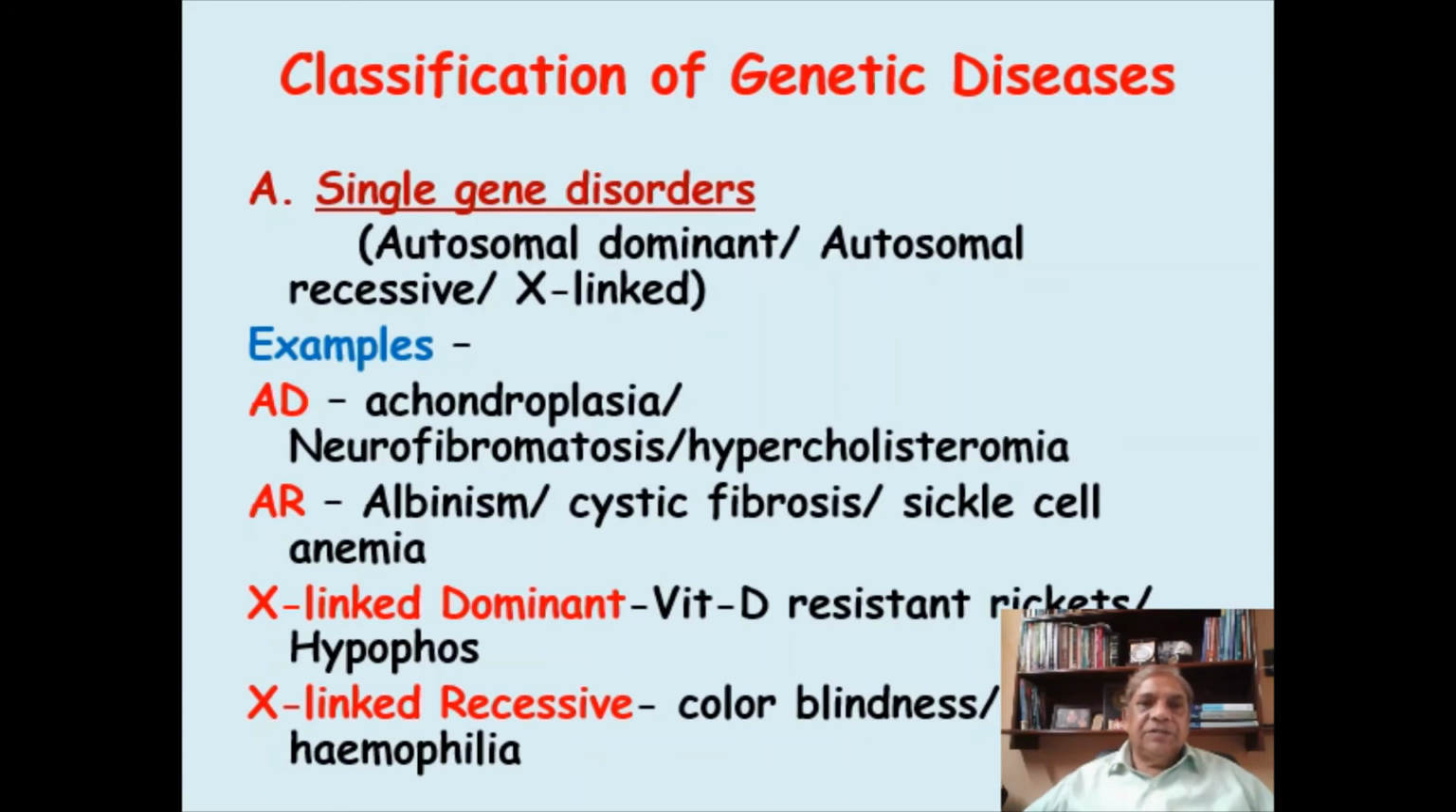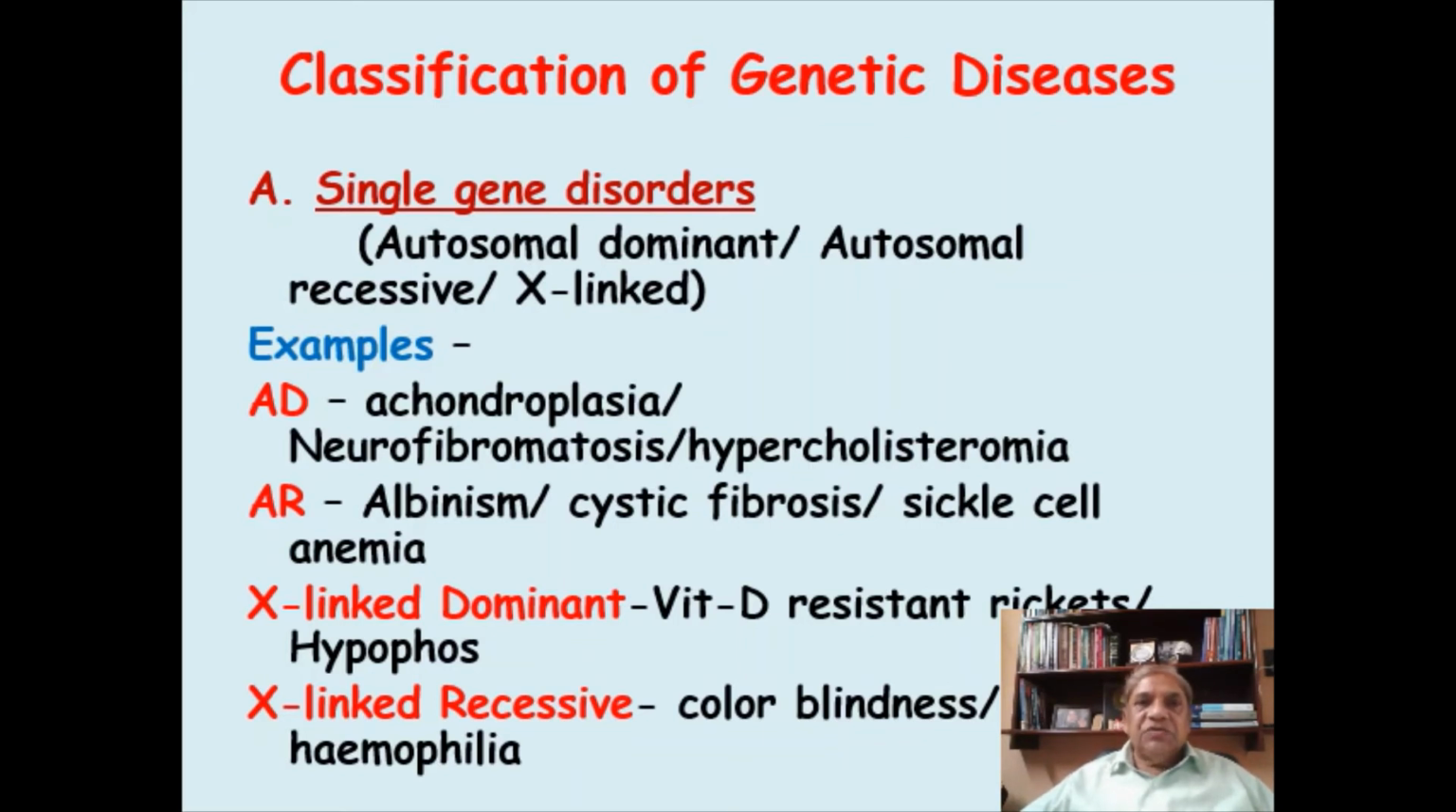Now we come to the classification of genetic disease. There are many classes of genetic disease. In this slide, I will talk about single gene disorders, and in the next slide we will learn about multiple gene disorders or polygenic disorders. Then we will also learn about another class, the chromosomal abnormalities, which are due to abnormalities in the chromosomes.